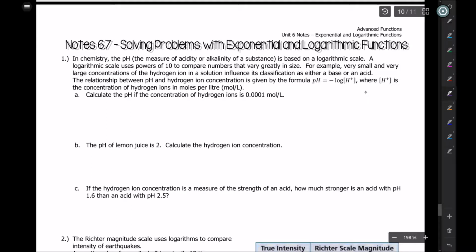So in chemistry, the pH, which measures the acidity or alkalinity of a substance, is based on a logarithmic scale. A logarithmic scale uses powers of 10 to compare numbers that vary greatly in size. So for example, very small and very large concentrations of the hydrogen ion in a solution influences its classification as either a base or an acid.